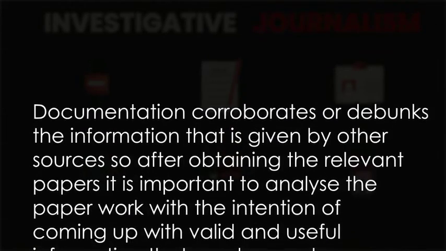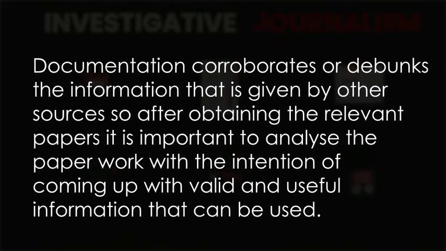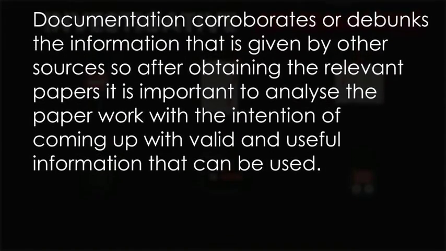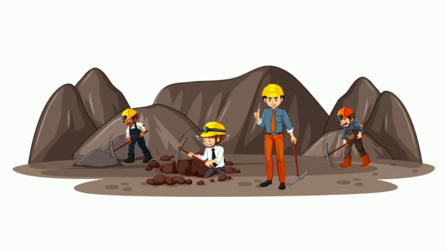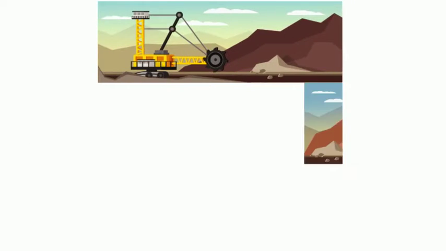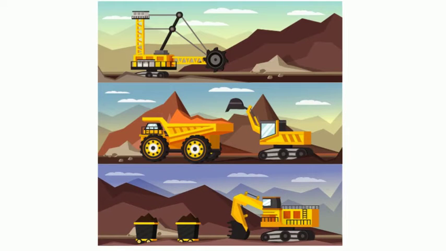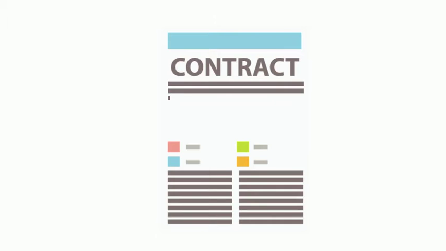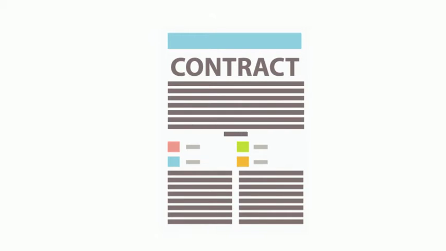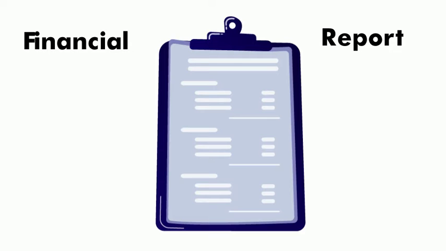So after obtaining the relevant papers, it is important to analyze the paperwork with the intention of coming up with valid and useful information that can be used. Let's say your topic is mining corporate employee abuse. The company is underpaying people, poor work conditions, no health benefits, and long working hours, just to name a few. To prove this and to give your claim weight, you need employee contracts, pay slips, log-in, log-out slips if available, and company financial papers. From these, you will get a bit of information to take to the next step.